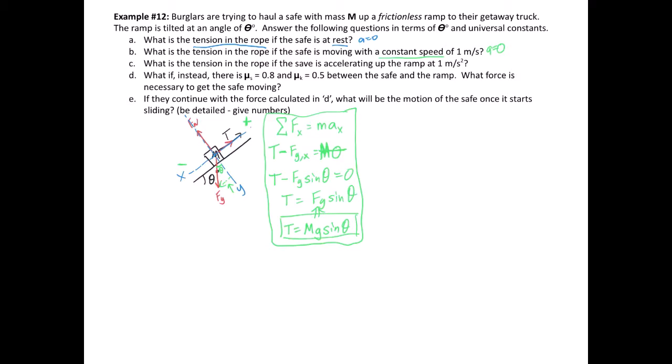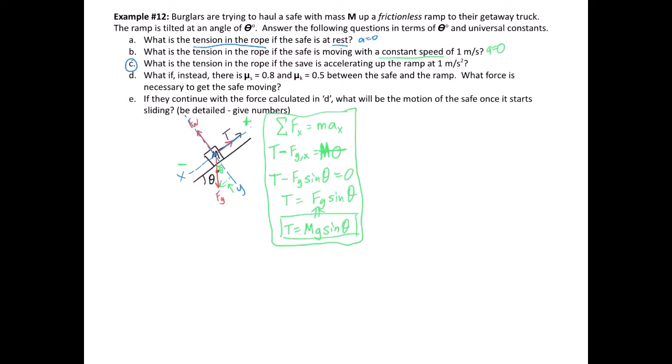And so you cannot say it's going to slow down because gravity's slowing it down, because there is something else balancing whatever gravity is doing. Okay? Now, the next question does ask us to go a little further. It says, well, what is the tension in the rope if it is accelerating up the ramp?